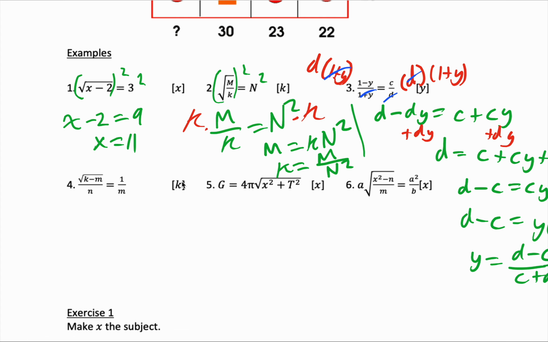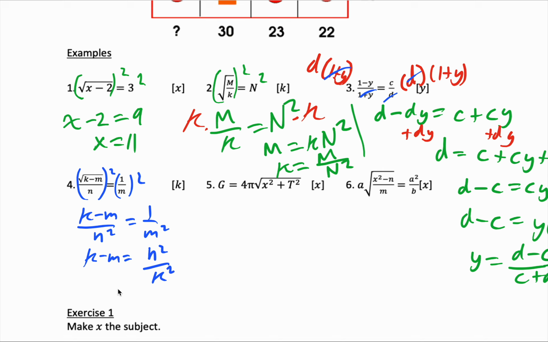Okay, next one we're solving for the variable k, and that's in the square root sign. We can multiply both sides by n and then square both sides, or we can square both sides right away. So we get k minus m over n squared equals 1 over m squared. Multiply both sides by n squared, and add m.